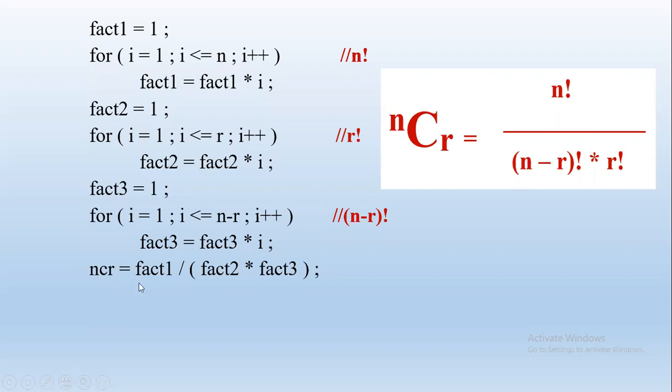We will get NCR: 120 divided by 6 into 2. 6 into 2 is 12. 120 divided by 12 will be 10. So NCR is 10; 5C3 will be 10. We got the answer. We will print it. Okay, NCR value is 10.